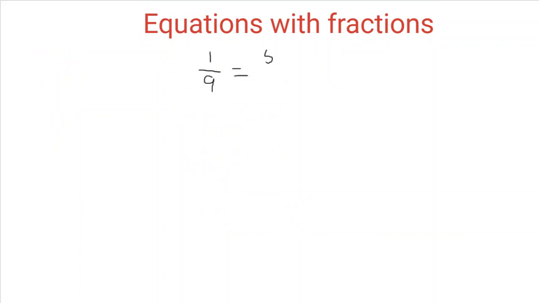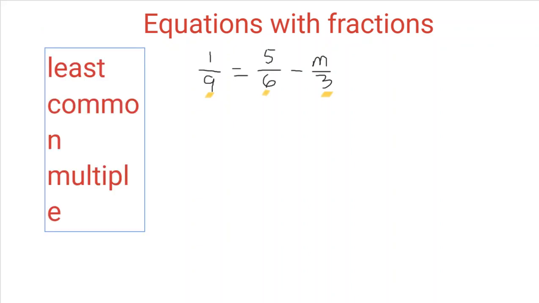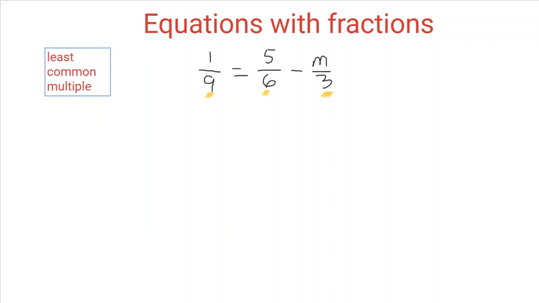All right, so let's say I had a different equation. Let's say I had 1/9 equals 5/6 minus m over 3. Now this one, if I look, all the denominators are different, so this one's a little different. I have to find the least common multiple. The least common multiple is just figuring out what number all three of these numbers can divide into. So let's list the multiples of 9.